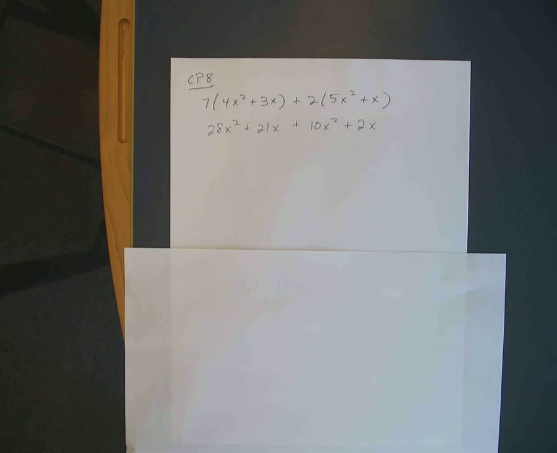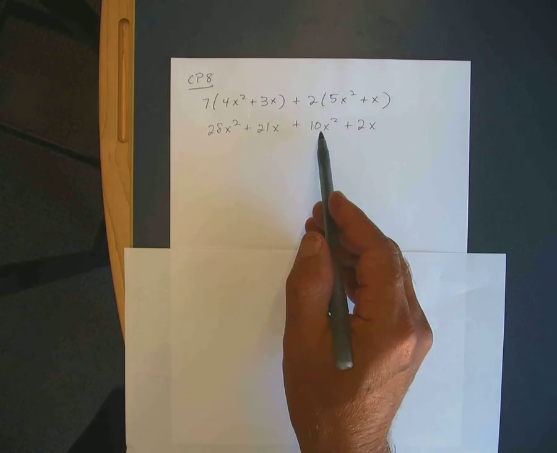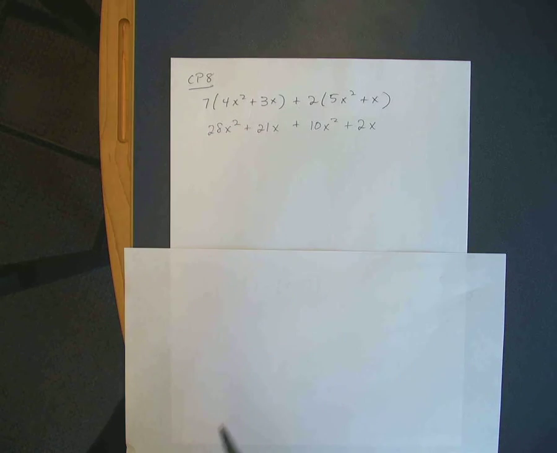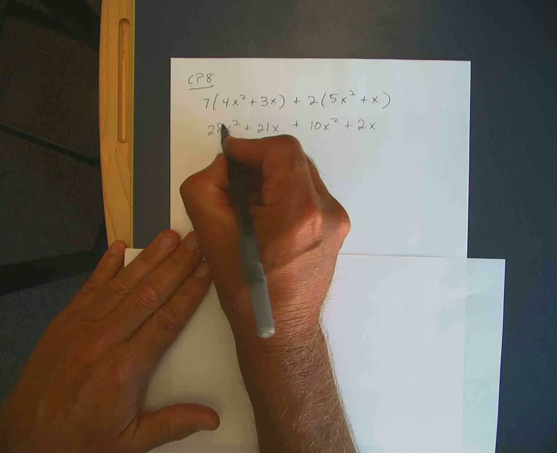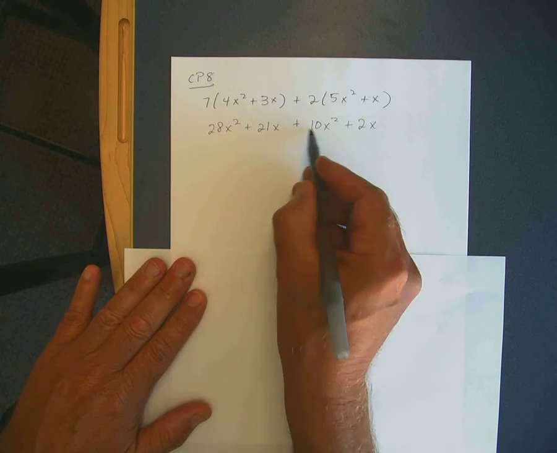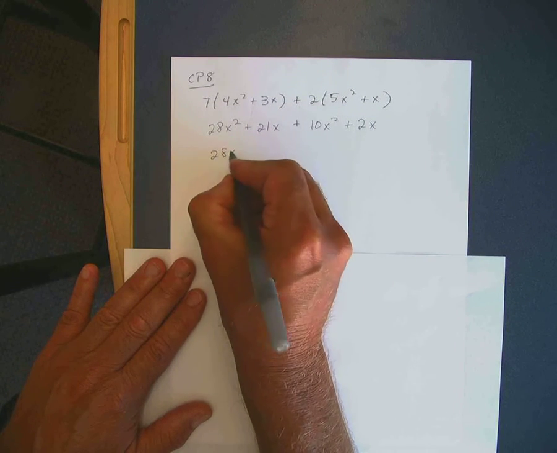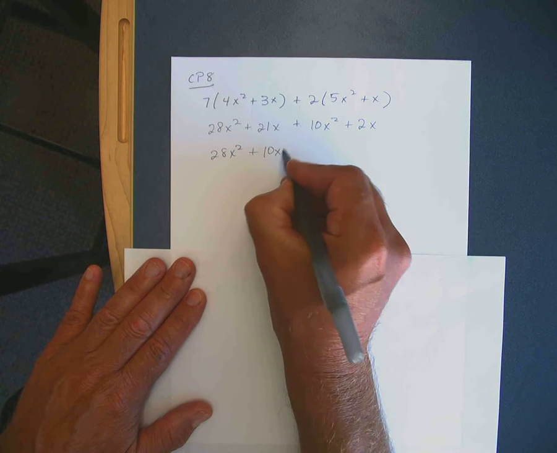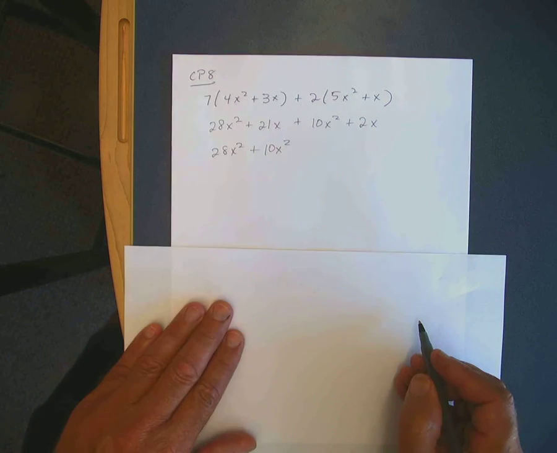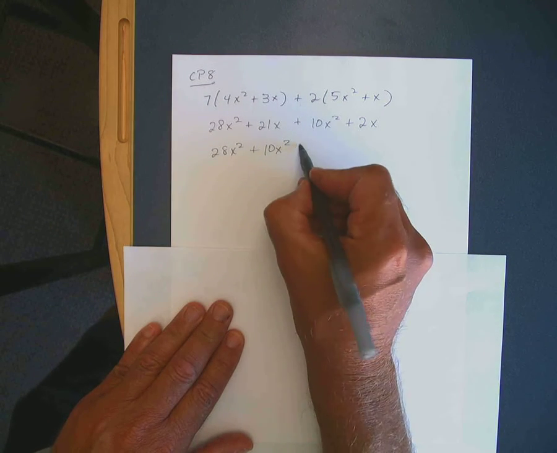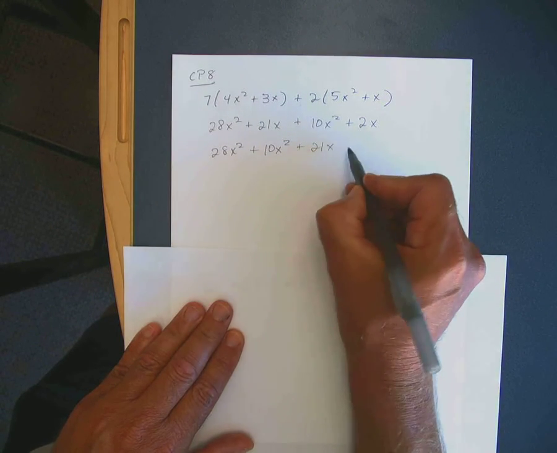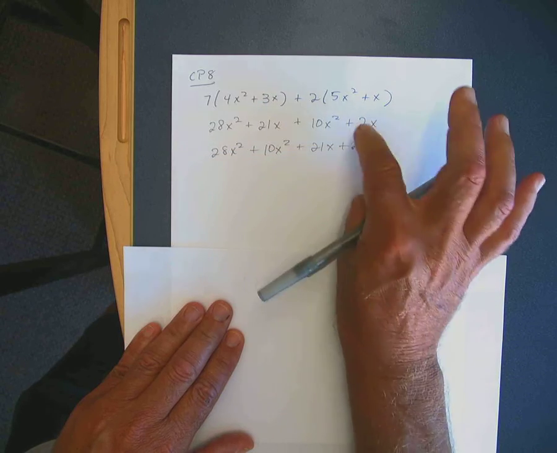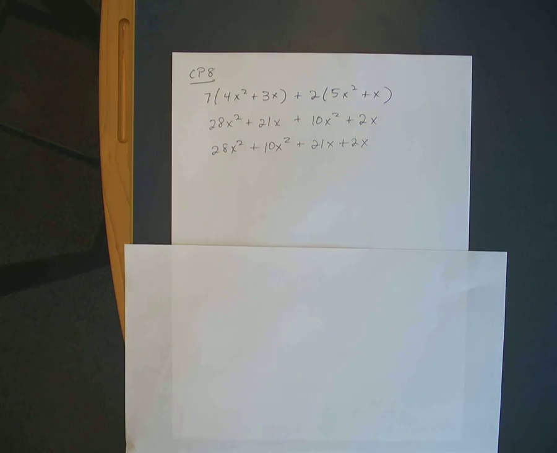Okay, at this point you might be able to simplify it and see that, oh, I put these two together, I have 38x squared, put these two together, I have 21x. But you might want to take another step and reorder them. I'm going to use a commutative property now to rewrite this as 28x squared. And I'll change the order, I'll put the 10x squared over here. It's an addition, commutative property of addition. I'm going to move the 21x over here and put it next to the 2x. Again, using the commutative property of addition.